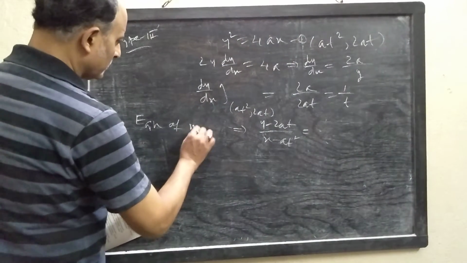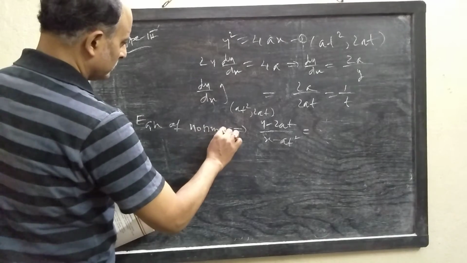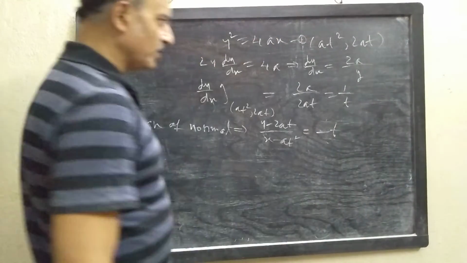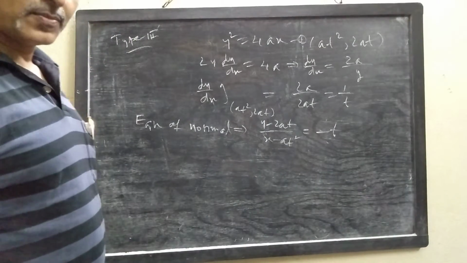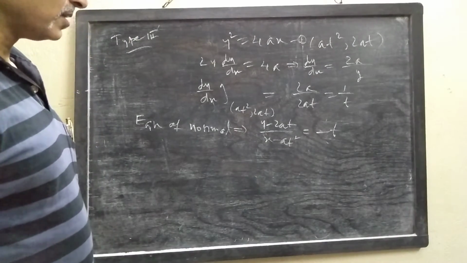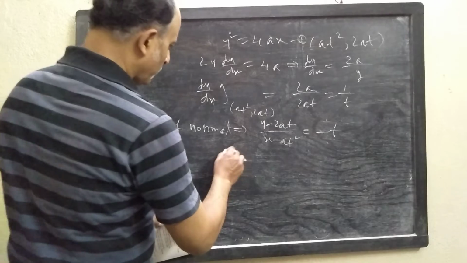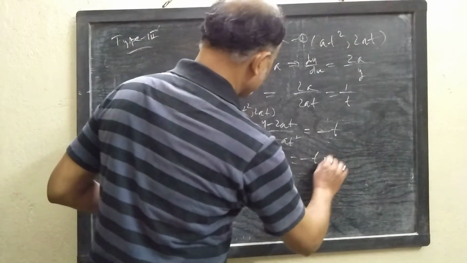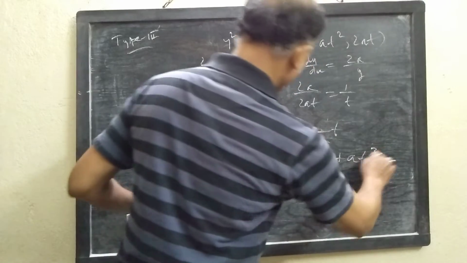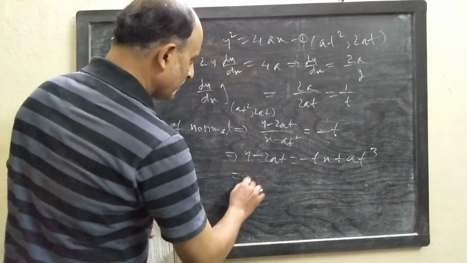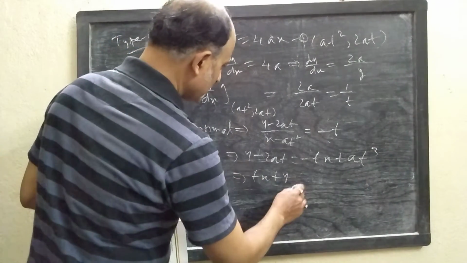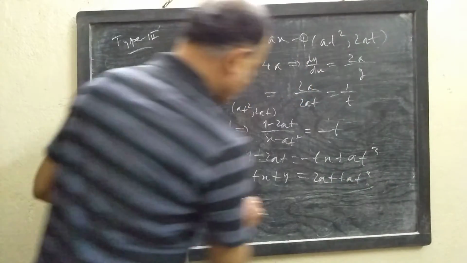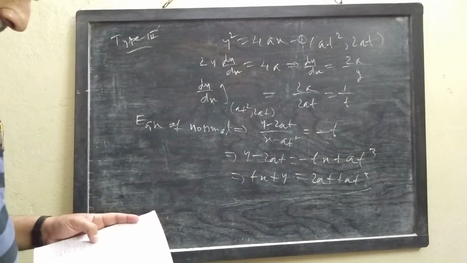Equation of normal. Just replace the slope here with minus t, because if the slope of the tangent is 1 by t, it is obvious that the slope of the normal will be minus t. So from this we get y minus 280 equals minus t x plus 80 cube. So you get tx plus y equals 280 plus 80 cube. This is the equation of the normal.